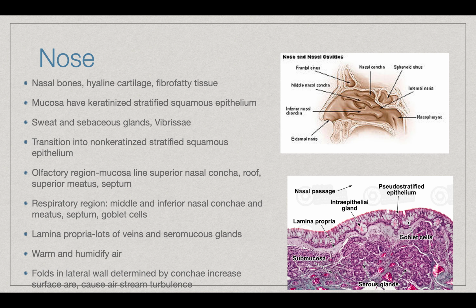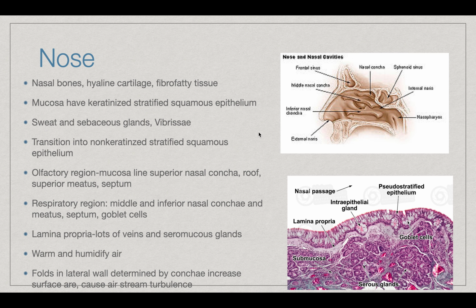Okay, so the nose is made out of bones, cartilage, and fibrofatty tissue, and the mucosa is going to have keratinized stratified squamous epithelium lining the entire nose and nasal cavity, and inside are going to be some vibrissae, which are the hairs to trap particulate, and on the outside there's going to be sweat and sebaceous glands.